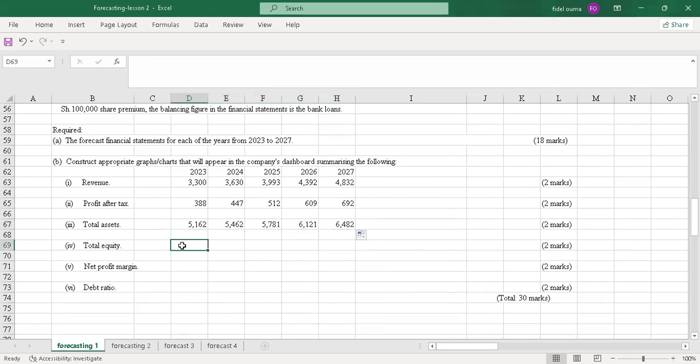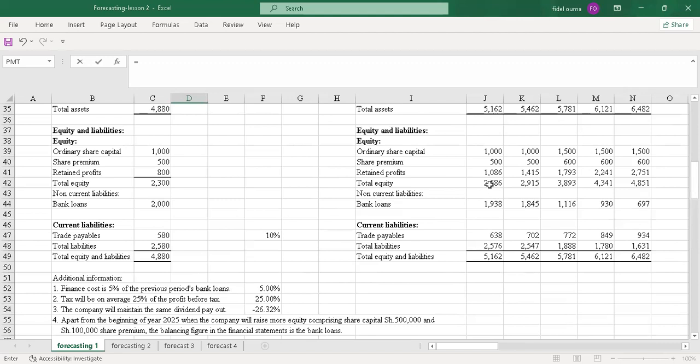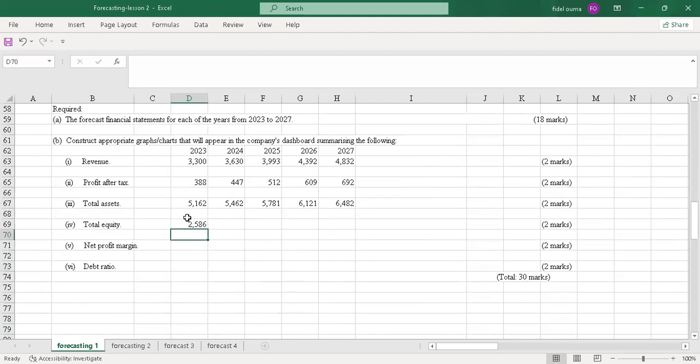So the next thing will be to go to total equity. And total equity is here. So I just pick this, then you just copy. Yeah, you realize that I spend mainly on time.